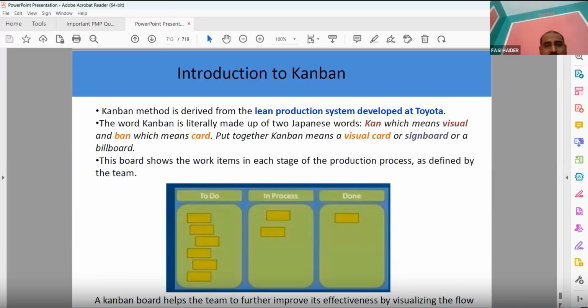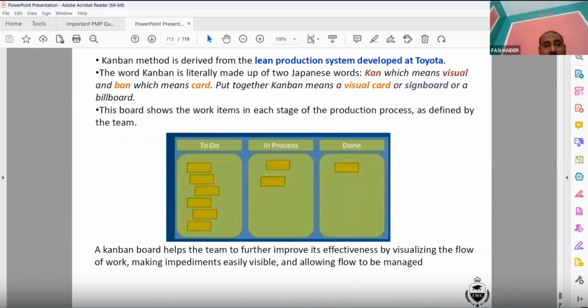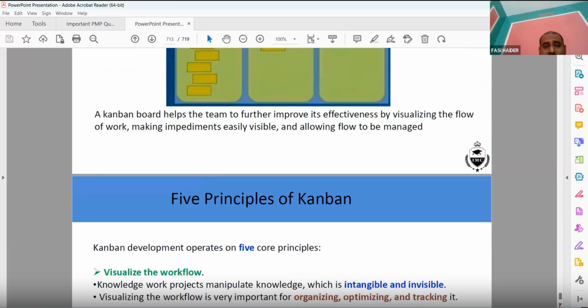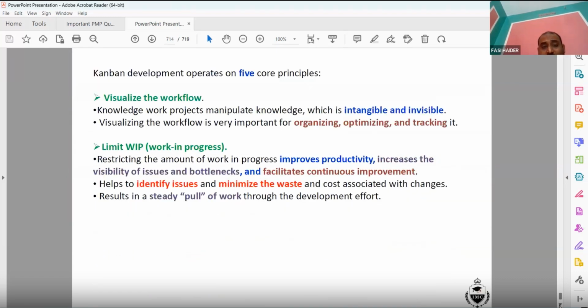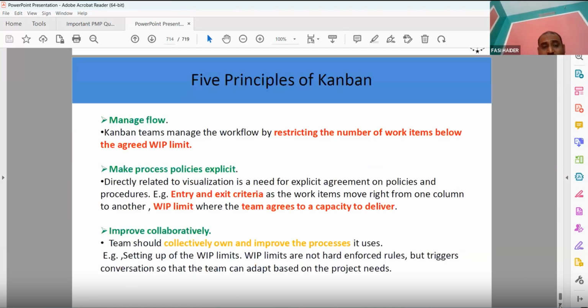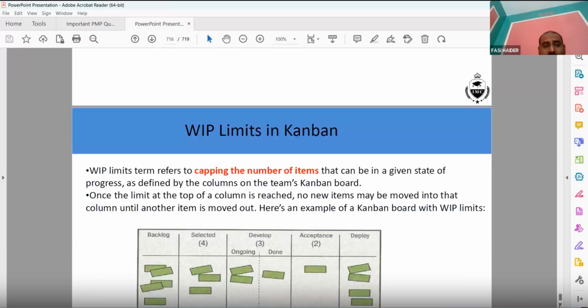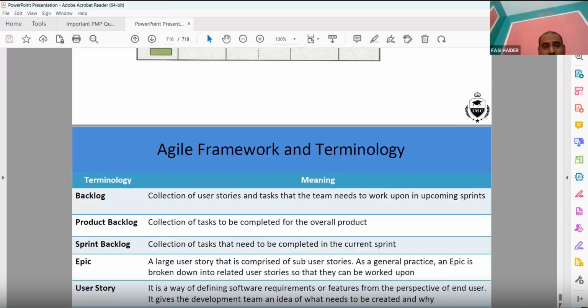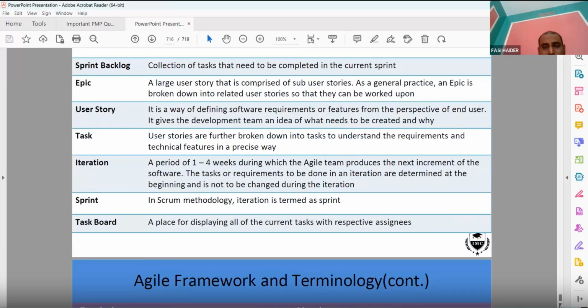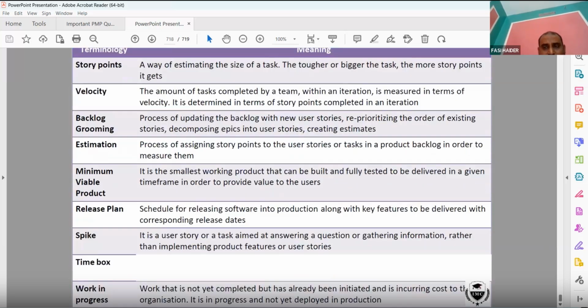What is Kanban? Kanban means something which is visible to everyone. Kan means visual, and ban means the opposite of it, what will it be? You keep it like in a refrigerator. So you say refrigerating. Kanban's pull system that works. How many activities are there? Iteration, agile framework, and terminology. So these are the basic things that you need to read and revise.